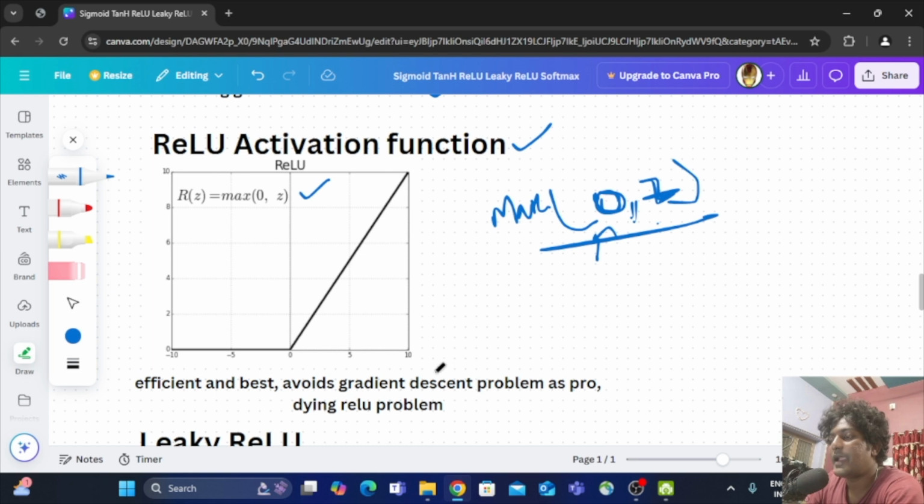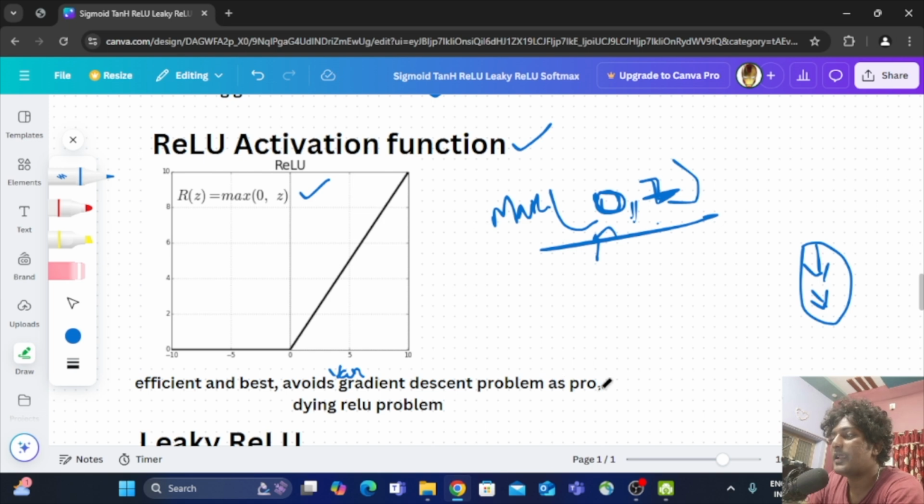Okay, and it avoids the major vanishing gradient descent problem, right? Sorry, I forgot to write "vanishing" here. Because of the vanishing gradient descent problem, convergence will be slow. But for the ReLU activation function, there is no vanishing gradient descent problem, so there will be no problem like slower convergence, right? So it will be fast.